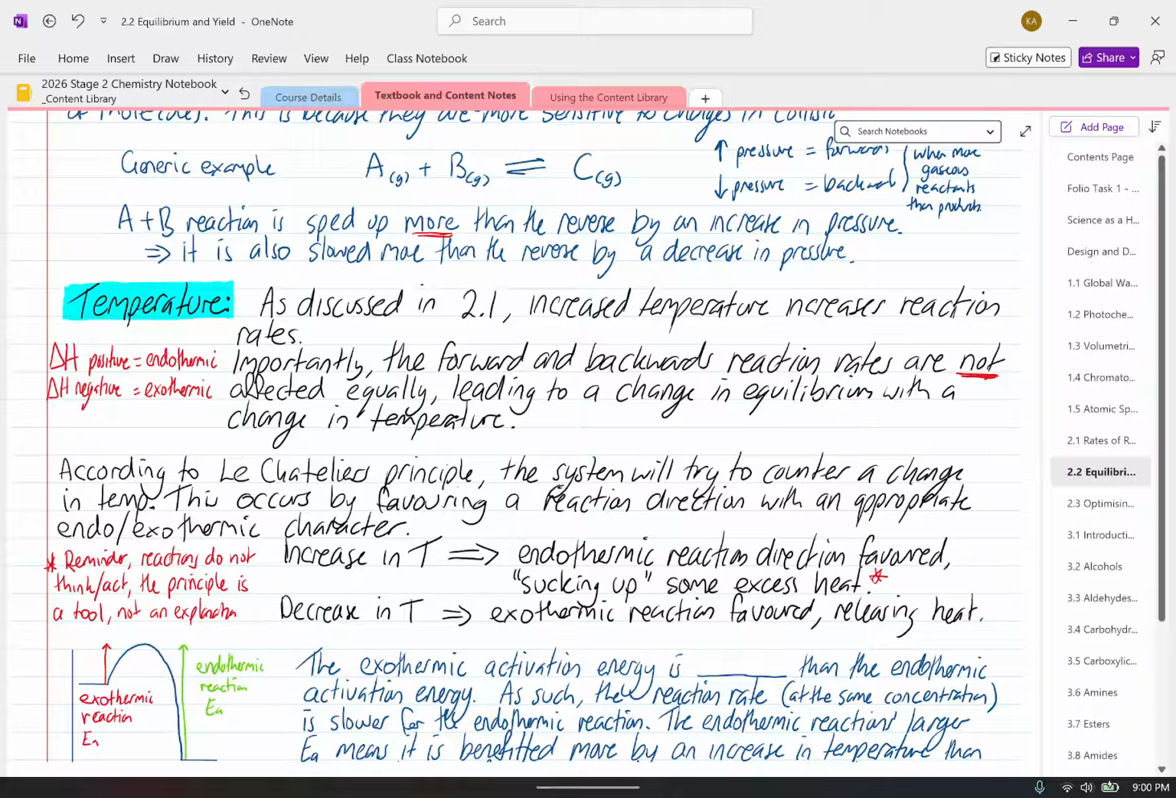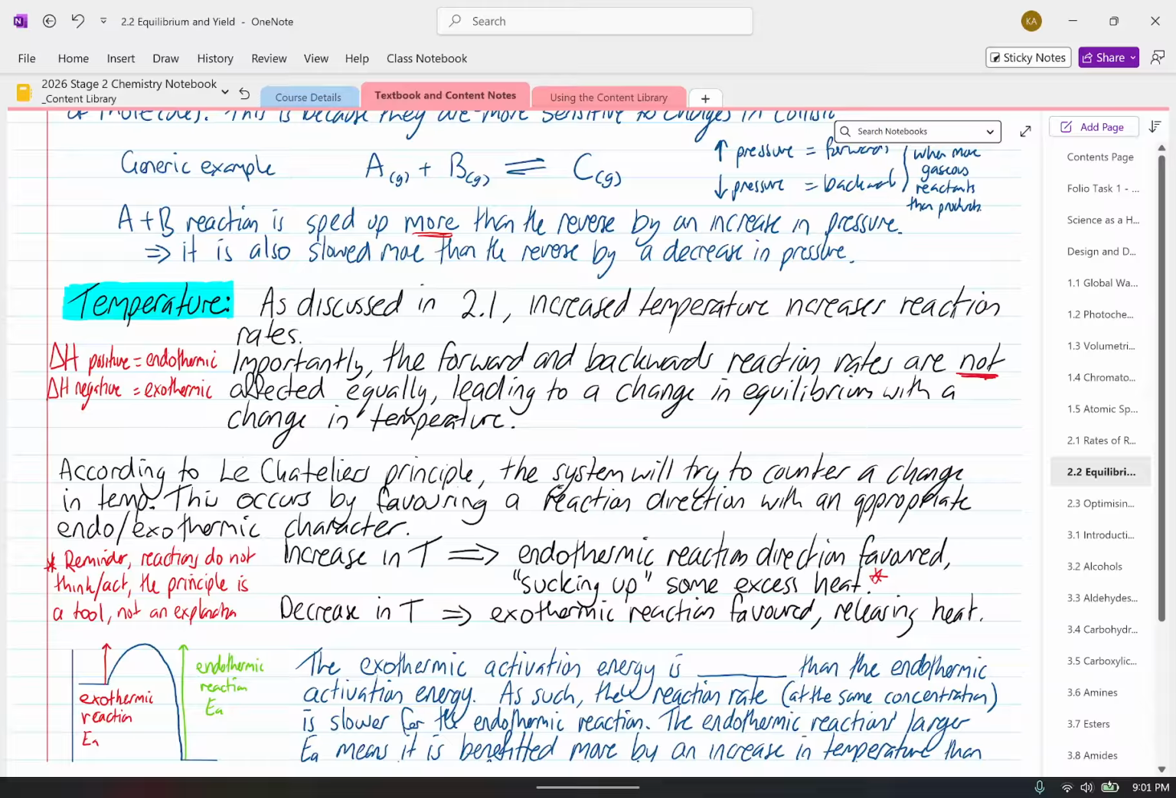So we know that there are exothermic and endothermic reactions. Exothermic releases energy. So if we reduce the temperature of our reaction, the exothermic direction is going to be favored because that will release heat into our system, reducing that heat decrease.